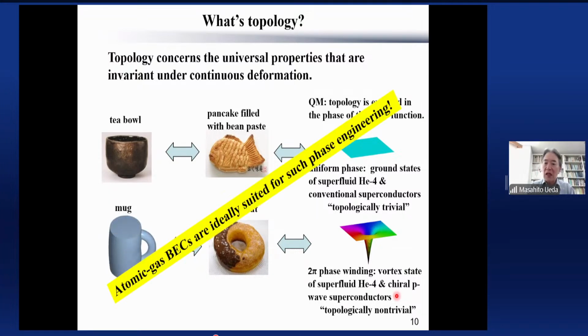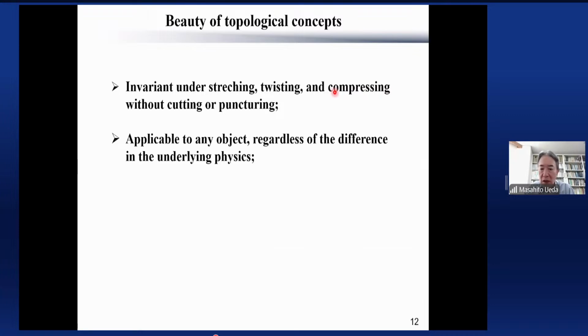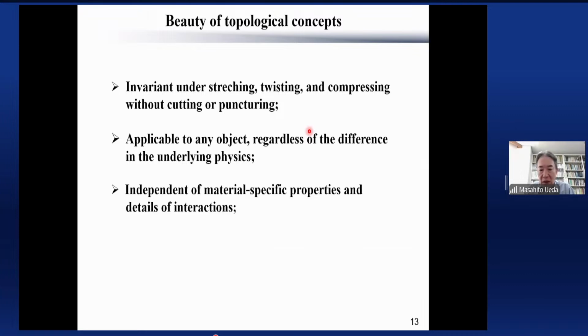Atomic gas BECs are ideally suited for such phase engineering. The beauty of topological concepts lies in the fact that they are invariant under stretching, twisting, and compressing without cutting or puncturing. They are applicable to any objects, regardless of the underlying physical processes, and independent of material-specific properties and details of the interaction. They are also robust against local perturbations caused by impurities and defects.